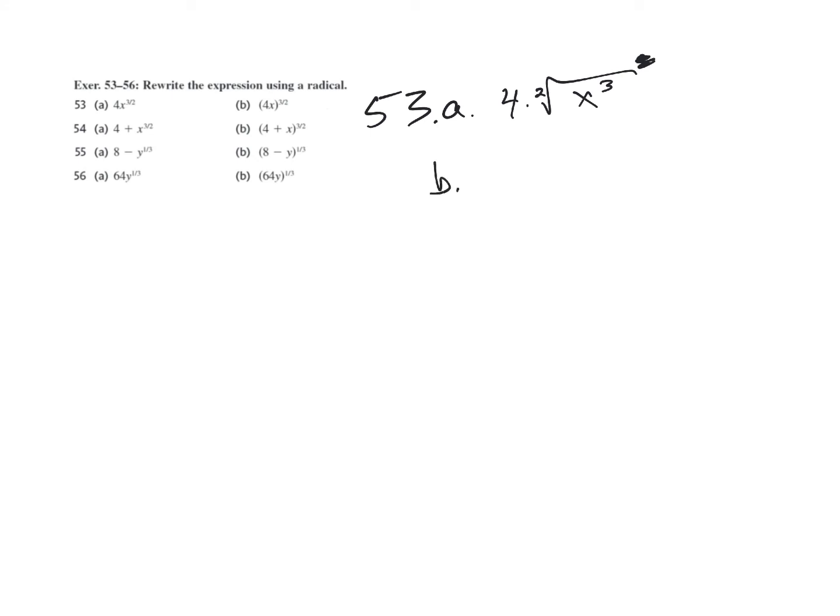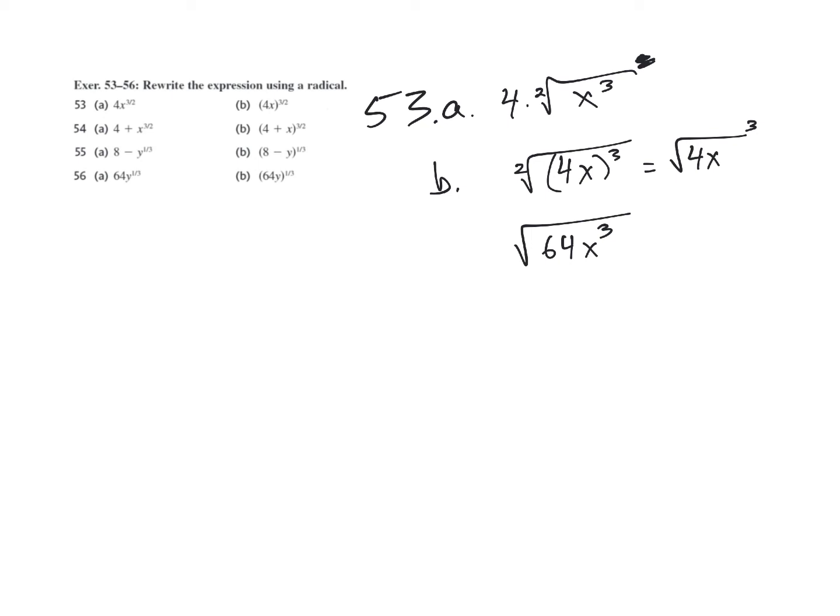As opposed to b, 53b, the 3/2 is on the whole group. So whatever the group is, that goes underneath the radical. And again, the denominator is a 2, and the numerator is a 3. So here's the trick here. If you put it on the x, that's wrong. You would have to do it like this. So there's a couple different ways you could write this. You could say the square root of 4 cubed, which is 64, and then x cubed. You could write it as the square root of 4x, and then put the 3 on the outside of the radical. That would be the exact same thing. So all 3 of these would be correct.